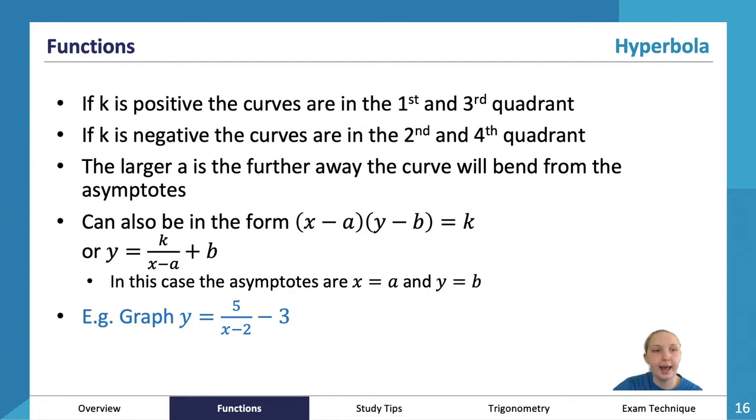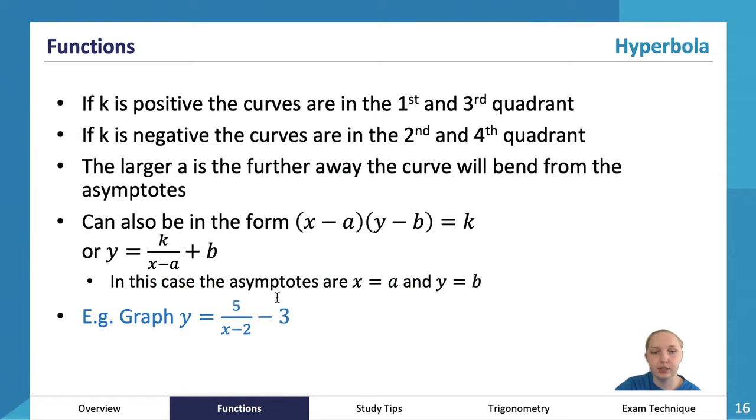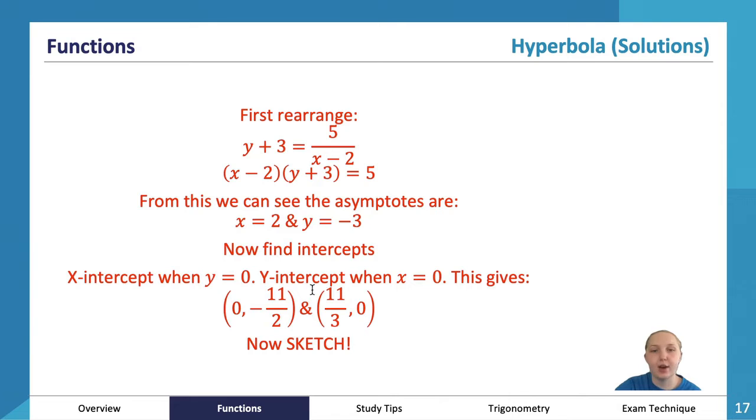Alrighty, so looking at this example question, first thing we want to do is rearrange our function so that we can work out where our asymptotes are going to be. So we can see that our x asymptote here is going to be 2, so our a value here, and then our y asymptote is going to be at -3, because in our original function we've got our value for b at -3, which means the asymptote is then going to be at -3.